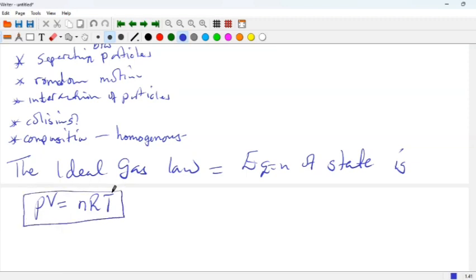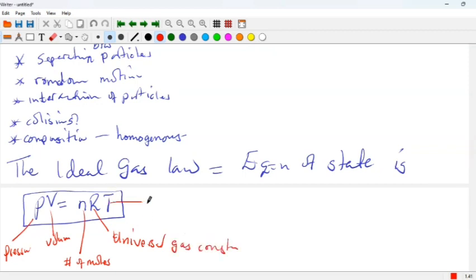where, if the gas has the properties that we mentioned above, the constant is the number of moles times R. We know this is the pressure, this is the volume, this is the number of moles of the gas, this is the universal gas constant, and this is the temperature of the gas.